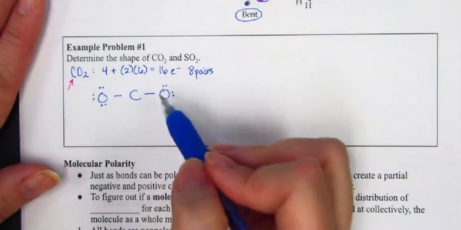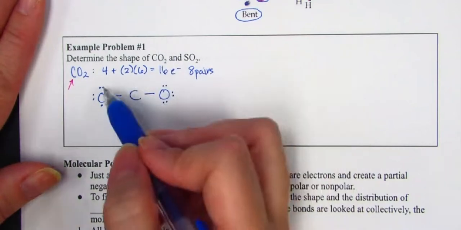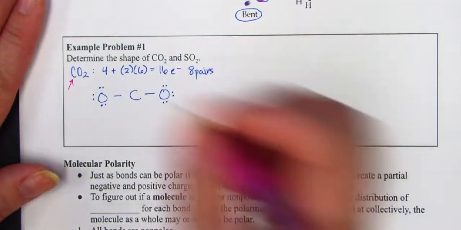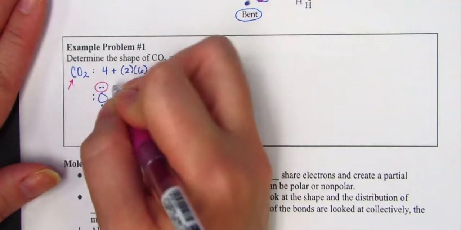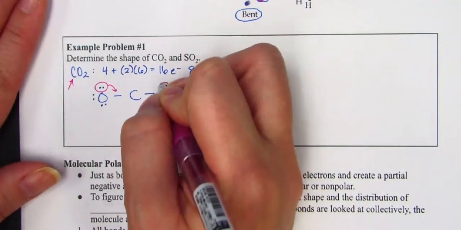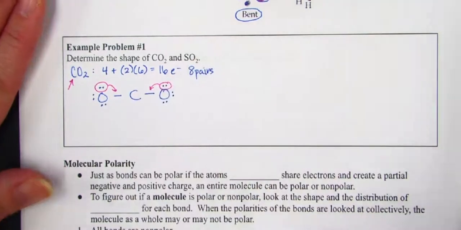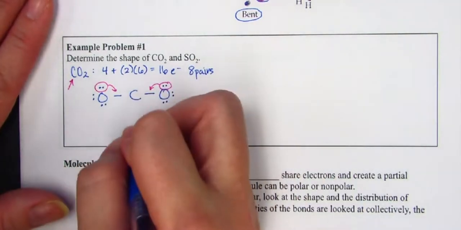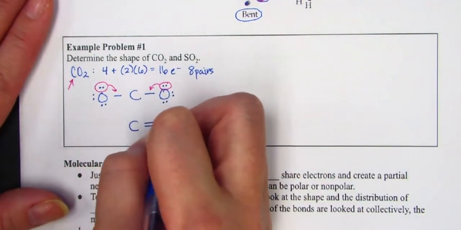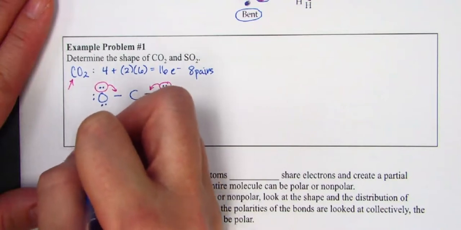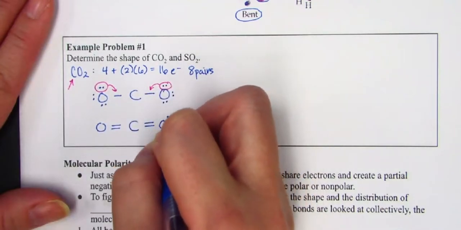However, my oxygens all have 8 around them, but my carbon does not. So if you recall from learning how to do Lewis structures, we're going to make these oxygens share their electrons so carbon gets them also. So carbon ends up with double bonds to the oxygens, and the oxygens have some lone pairs.